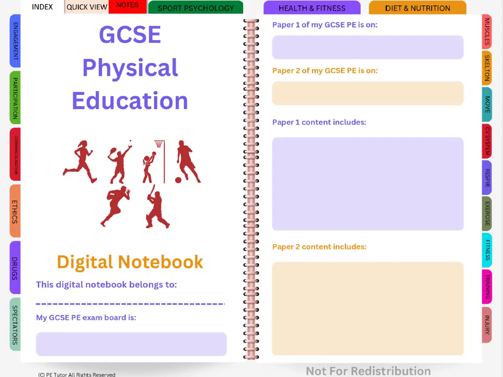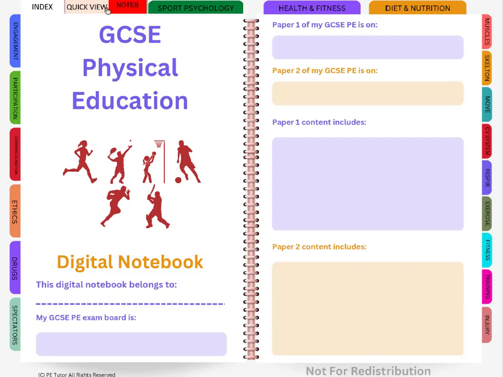You want to help your GCSE PE students be organised and structured with the revision, right? That is where the interactive digital notebook comes in. I'm really excited, I'm really pleased to be able to introduce this to you. It's been specifically created for AQA GCSE PE. Let's have a look at it and let's see how this can be so beneficial for your students ultimately, so that they can get the best possible grades that they can in their GCSE exams.